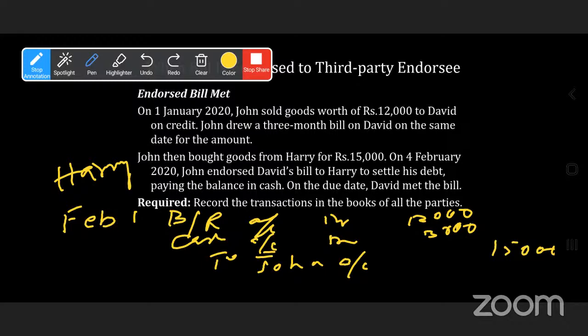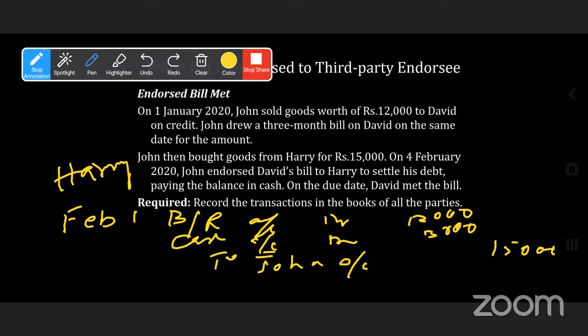John account, amount 15,000. For 12,000 he endorsed the bill, and for 3,000 he paid the cash. So now you have to write the narration as: being the bill and cash received from John.